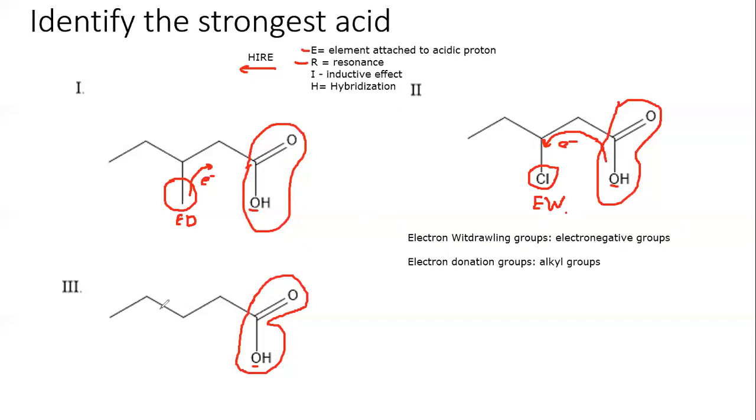And then of course number 3 has no electron donating or withdrawing groups. So in this example, number 2 would be the strongest acid listed because it has the electron withdrawing group, whereas in 1 it has an electron donating group.